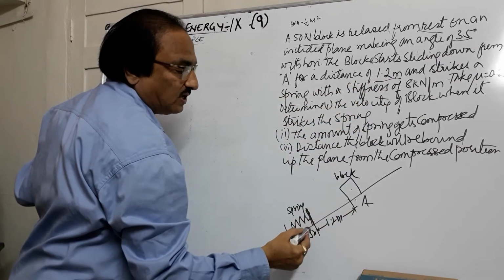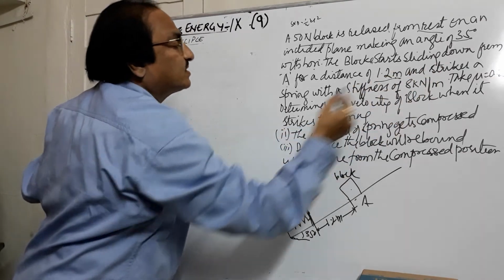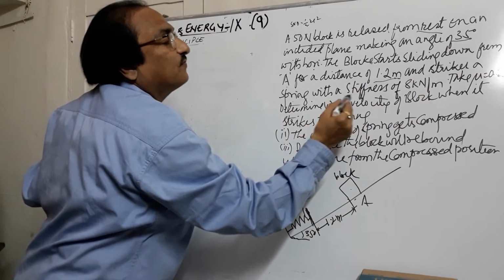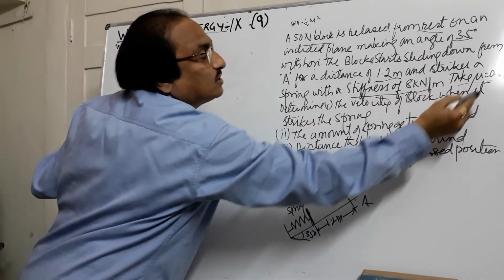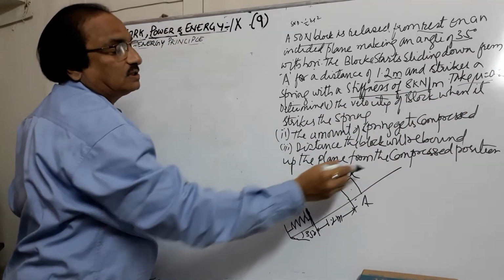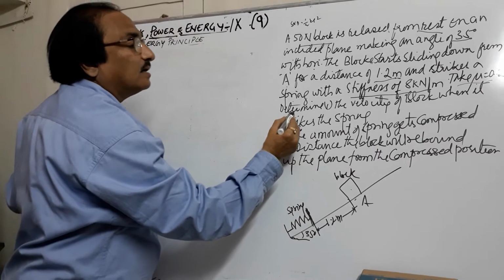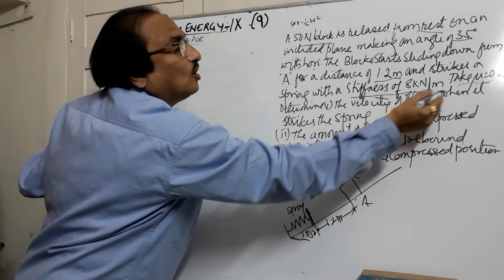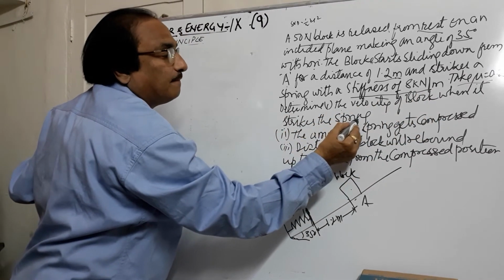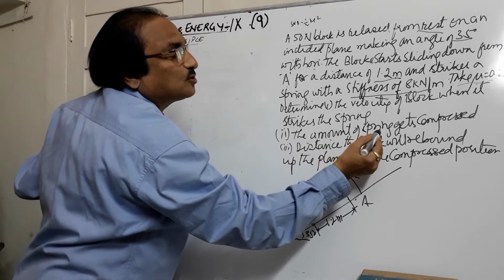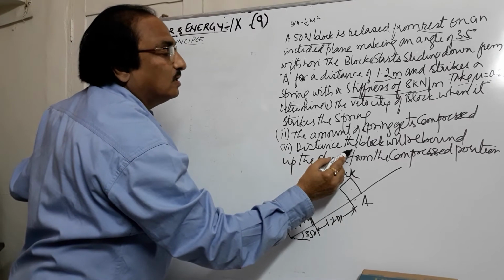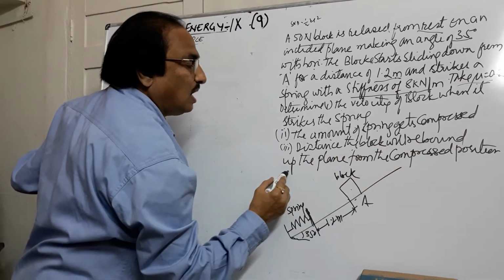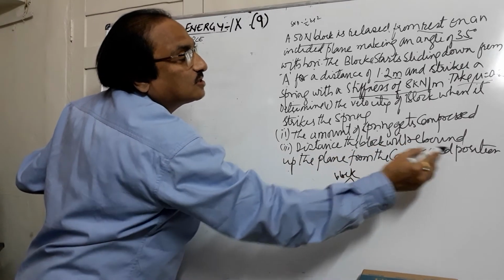It will move for a distance of 1.2 meter and strikes a spring with a stiffness of 8 kilonewton per meter. Take mu is equal to 0.25 because the surface is rough here. Determine the velocity of the block when it strikes the spring, the amount the spring gets compressed, and the distance the block will rebound up the plane from the compressed position.